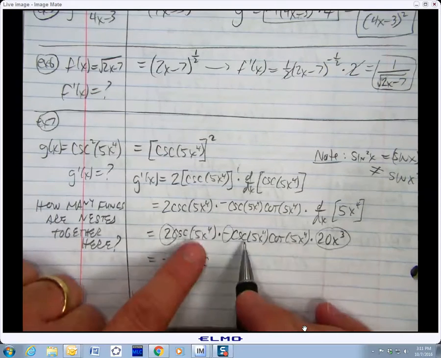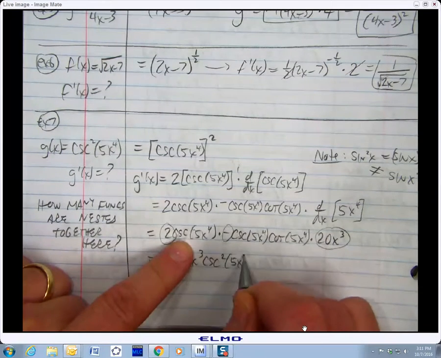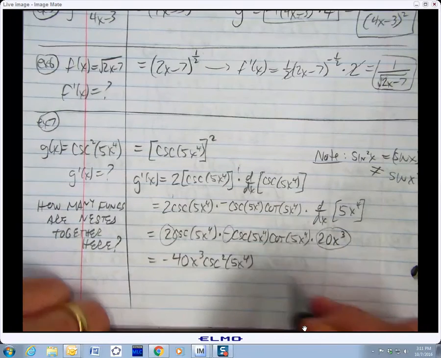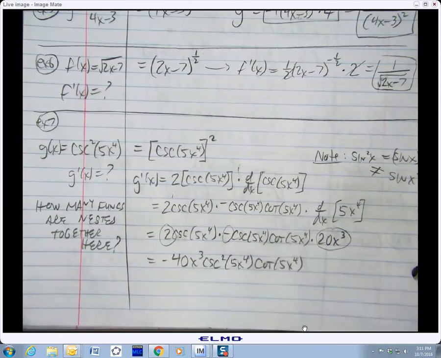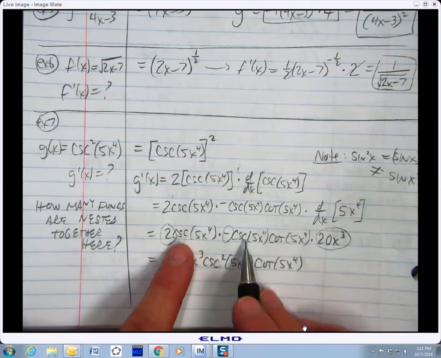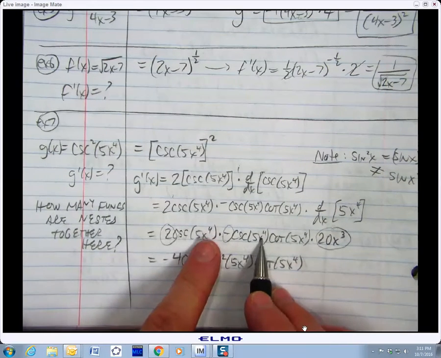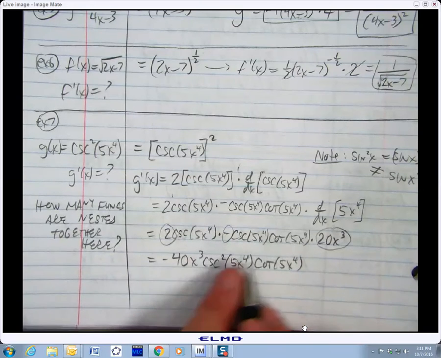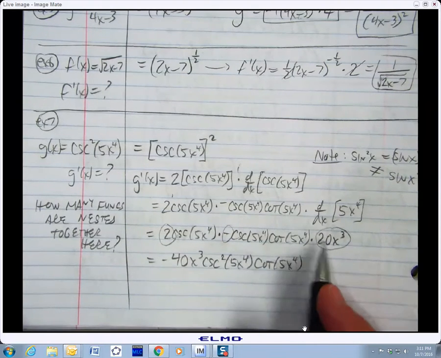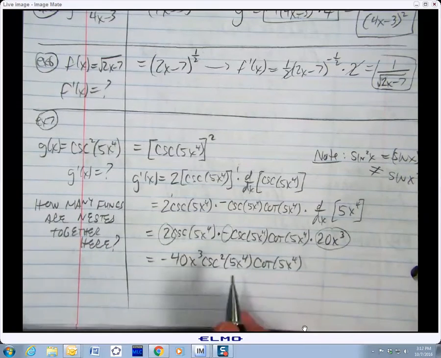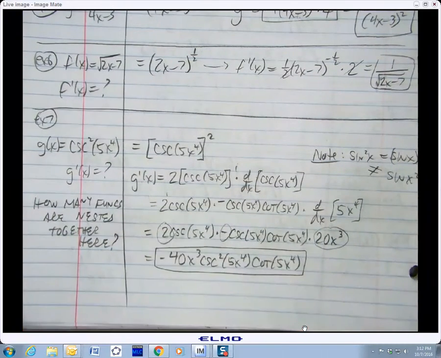I appreciate that, guys. Cosecant times cosecant is cosecant squared 5x to the fourth. And then we have a cotangent 5x to the fourth. And I think we're done. We had a cosecant times a cosecant. The negative already came out to the front. Cosecant times cosecant is cosecant squared. And we got your cotangent. And we already took the 20 to put it with the 2 and the negative. We already have the x cubed. We are done. That's that.